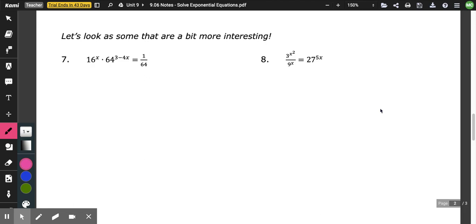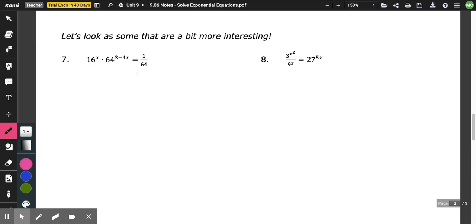Okay, let's look at a few now that are a little bit more interesting. These are, at a glance, not really just an exponential equation because there are multiple parts to them on either side. However, if you look at all of the bases, you should notice that there is some kind of relationship between them all. So my bases on this one are 16, 64, and 1/64.